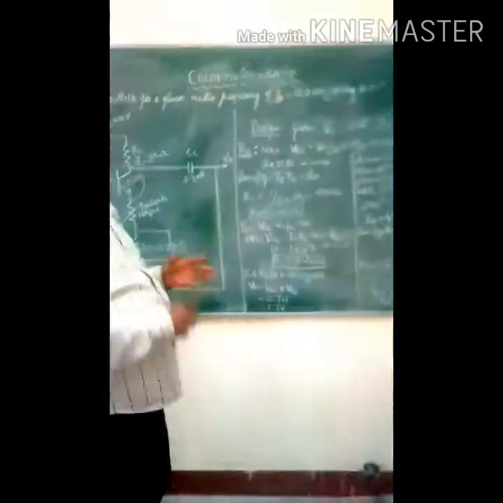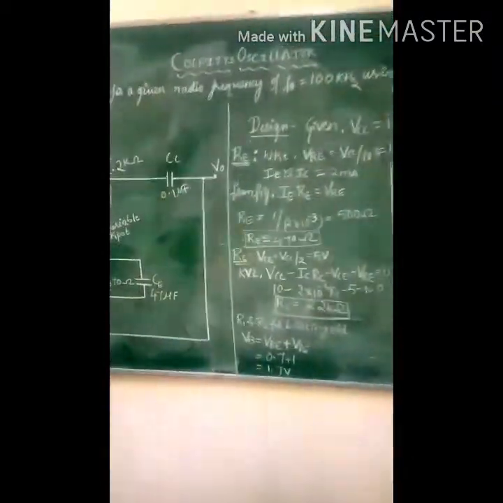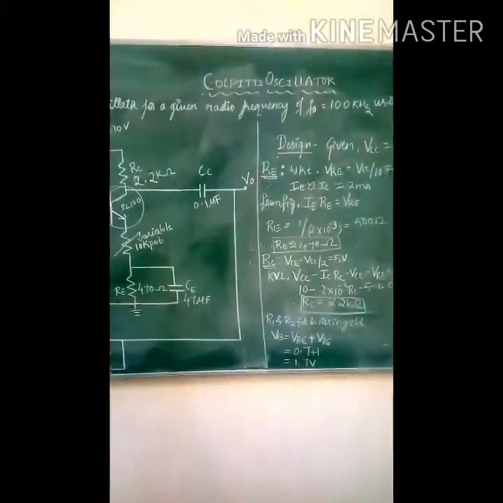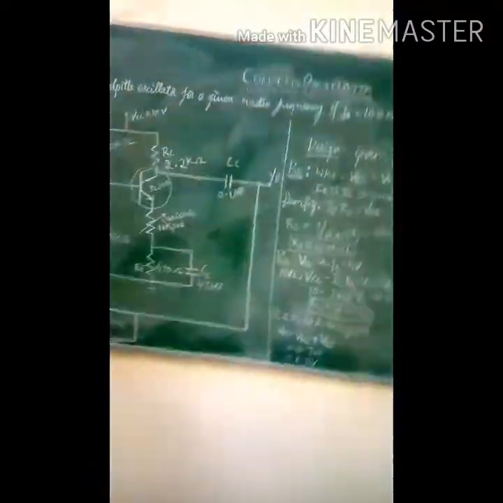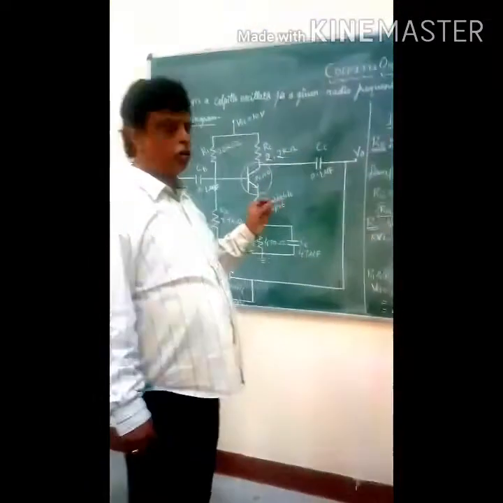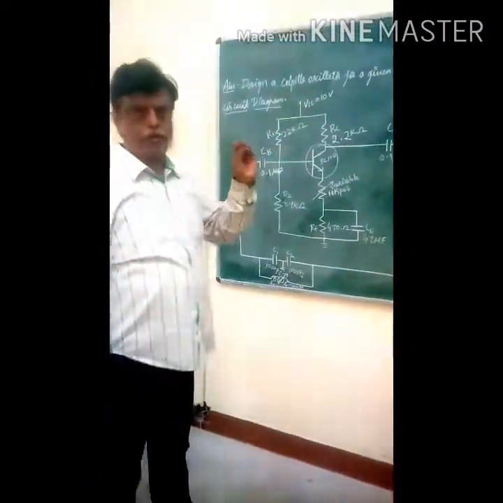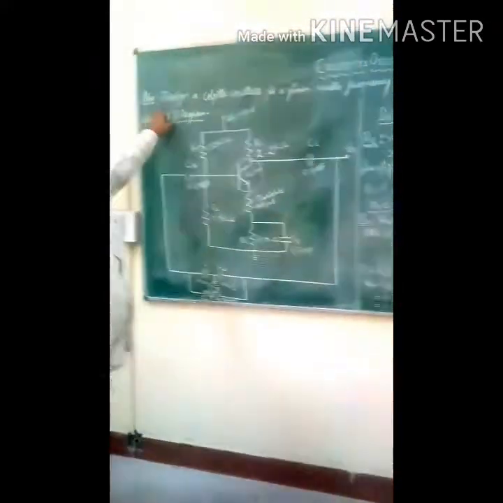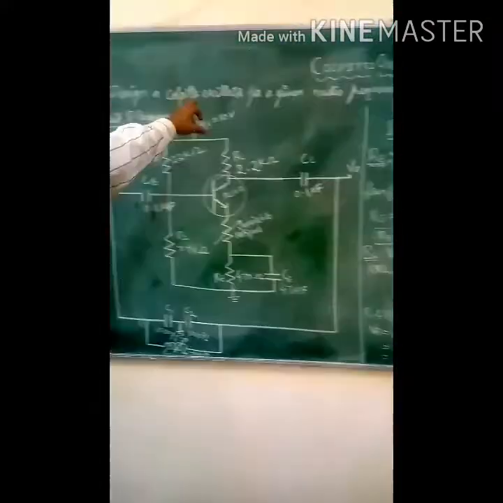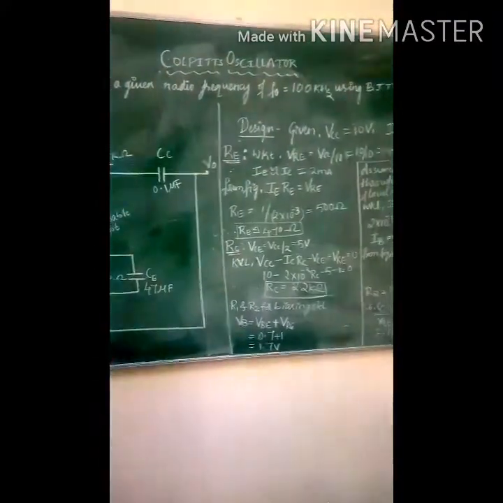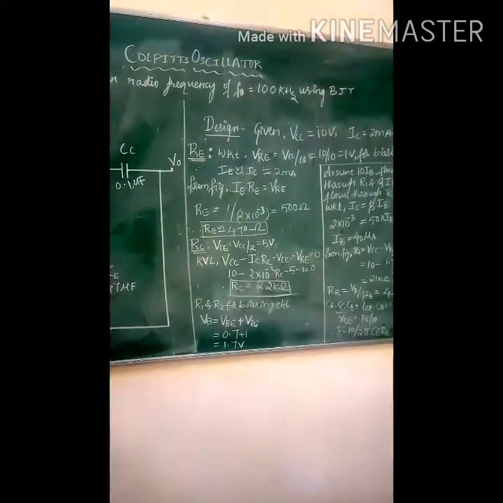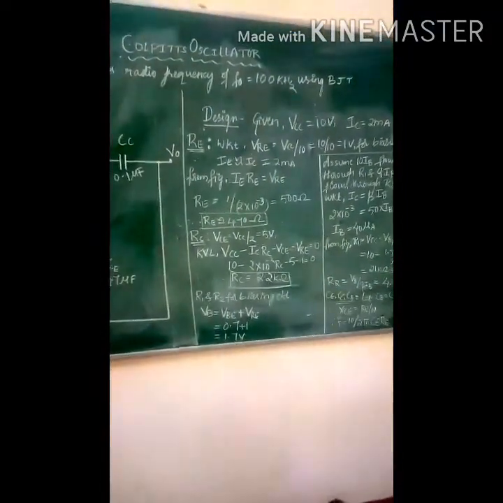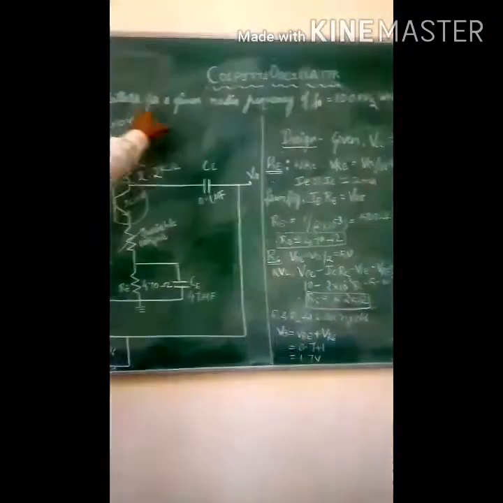Today we are going to design a Colpitts oscillator. There are different types of oscillators, namely Hartley oscillator, Colpitts oscillator, crystal oscillator, etc. Each oscillator is used for designing different frequencies. Today we are going to design the Colpitts oscillator. The aim of the experiment is to design a Colpitts oscillator for a given radio frequency where F0 is equal to 100 kilohertz using BJT. You can even design using FET or BJT, but today we are using BJT.